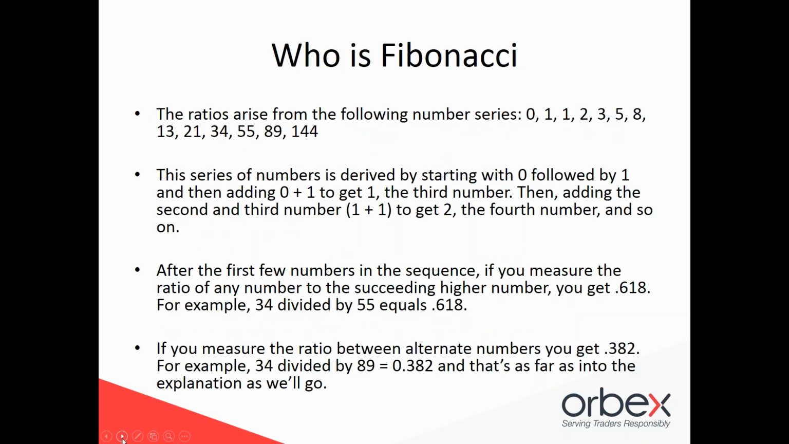So first of all, the ratios arise from the following series of numbers: 0, 1, 1, 2, 3, 5, 8, 13, 21, 34, 55, 89, and 144. If you look at the numbers, they look very random, but they're actually pretty easy to calculate. I don't know how he came up with this series, and nobody actually knows.